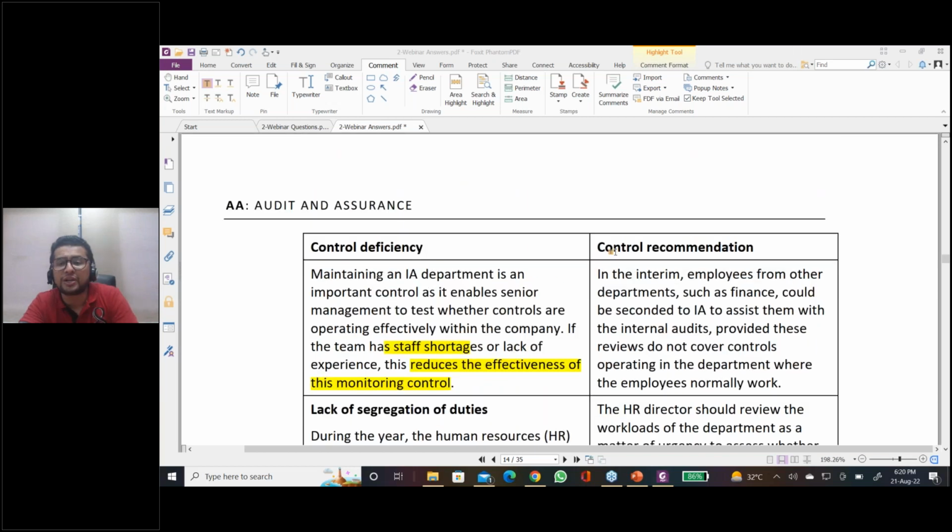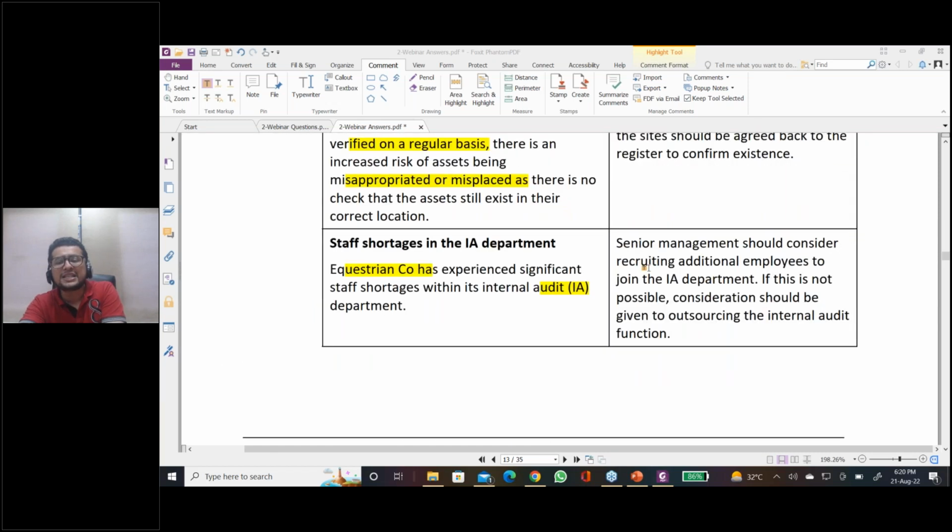What should be the recommendation with respect to the understaffed internal audit department? I think senior management should consider recruiting additional employees for the internal audit department. And if it is not possible to recruit more employees, they should consider outsourcing it. That's one mark.